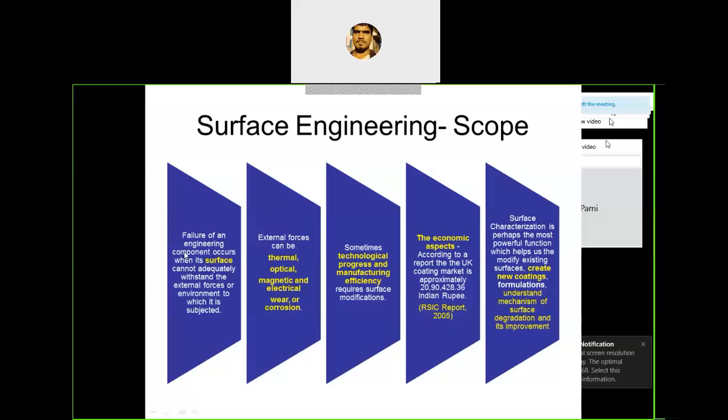Clear? So this is the scope of surface engineering. Surface engineering is contributing to the failure factors, that is thermal and these external forces. These forces directly affect the technologies, and by applying this surface we can increase the efficiency. And by doing all this we can save a lot of money, and it becomes very economical. These things we will briefly discuss further in this chapter.